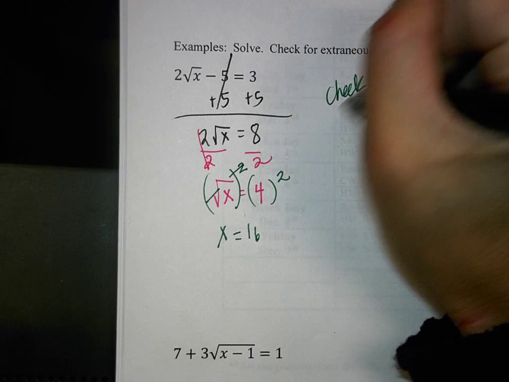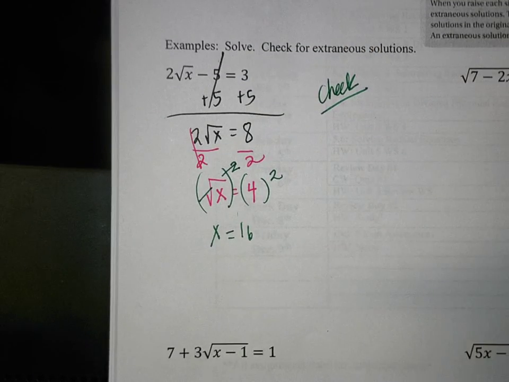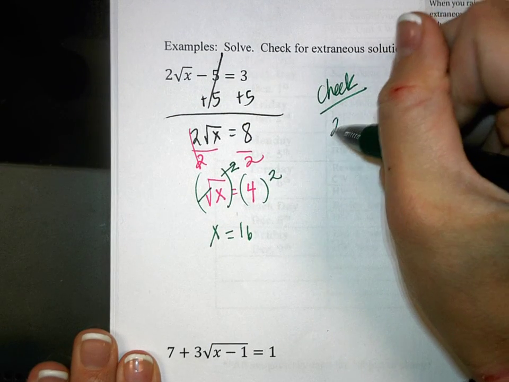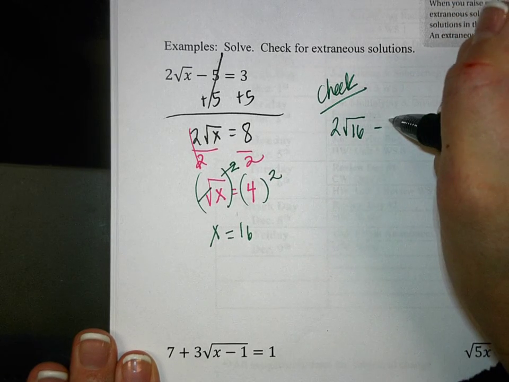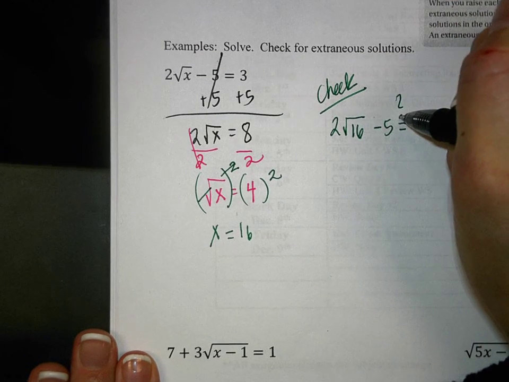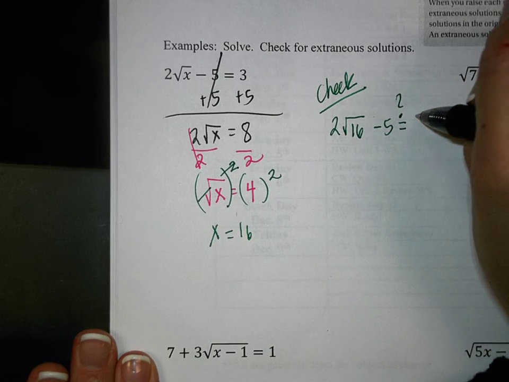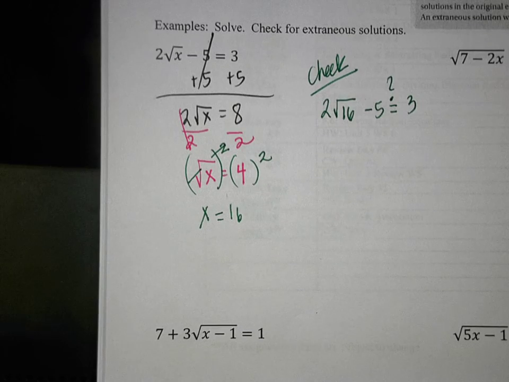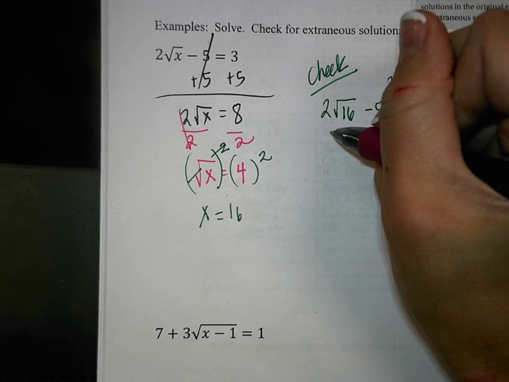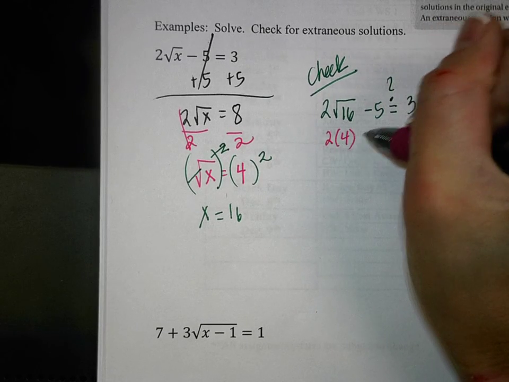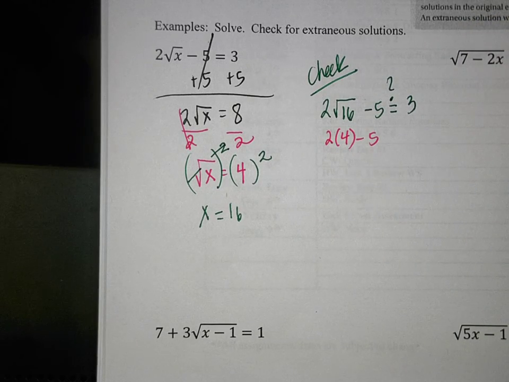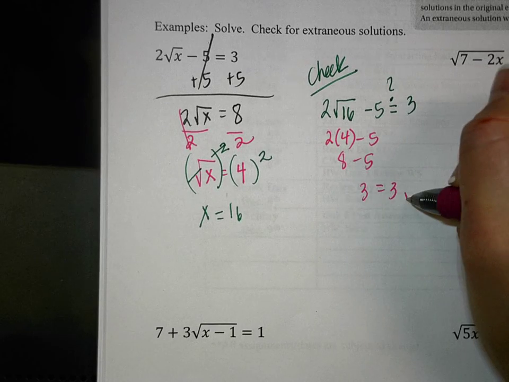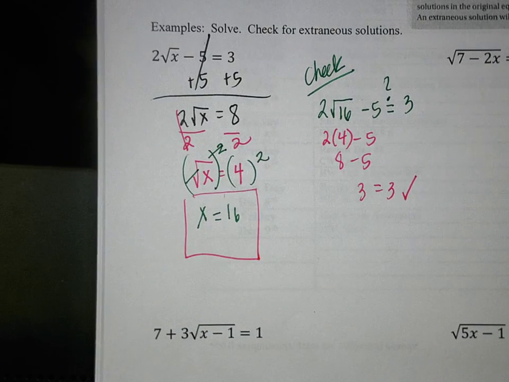So it's always important that we check our answers. So I'm going to go ahead and write check over here. And how I check it is we are just plugging 16 into this original equation. And so I write this as 2 root 16 minus 5 equals, and I put a question mark because I'm really not sure if it's equal to that, 3. And so then we just go through and simplify. So what is the square root of 16? 4. So that means I have 2 times 4 minus 5, and 2 times 4 is 8, and 8 minus 5 is 3. So 3 does equal 3, so that one checks out. So my answer is x equals 16.